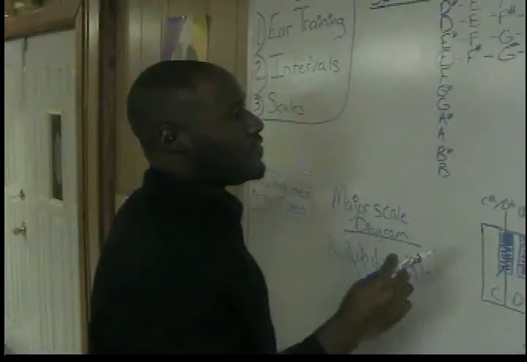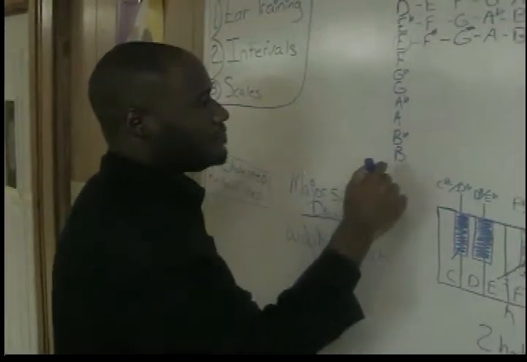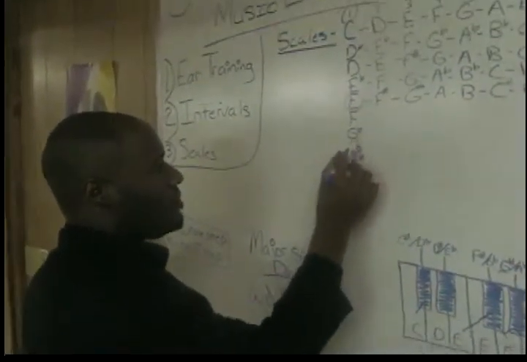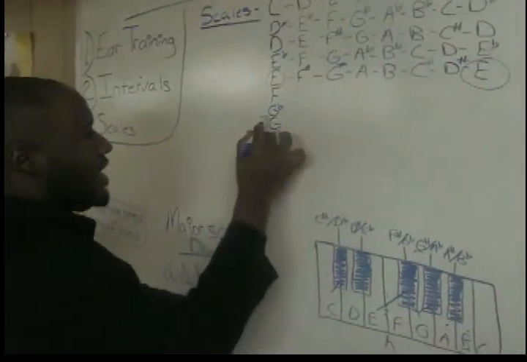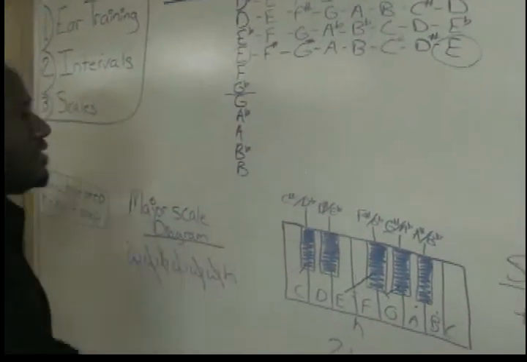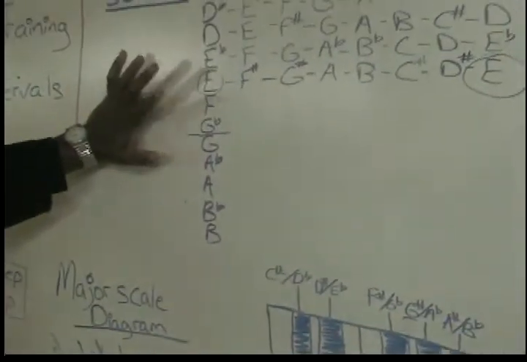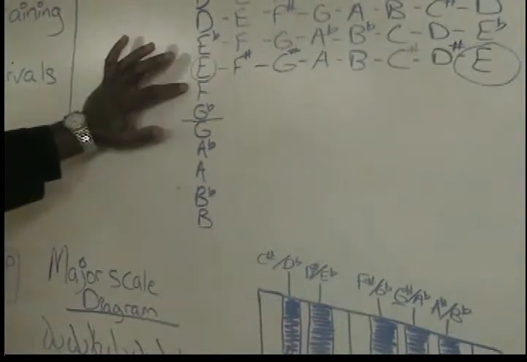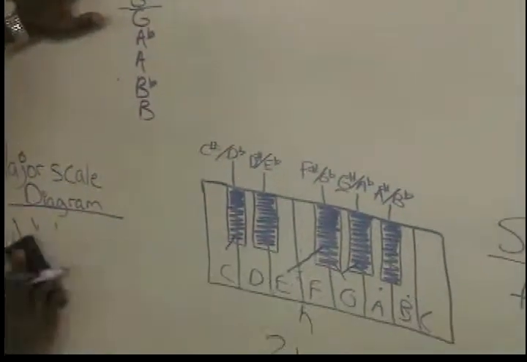Okay, let's do a few more of these, and then your homework assignment will be 1, 2, 3 to do the last 5, and we'll look at it next week. All right, F is our next key.